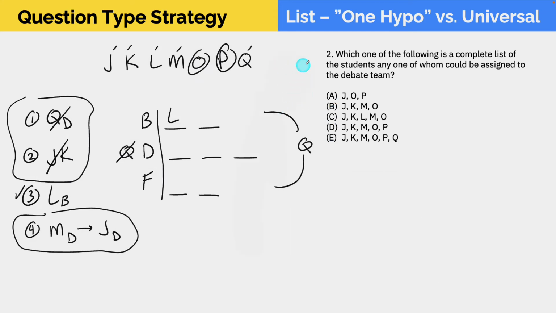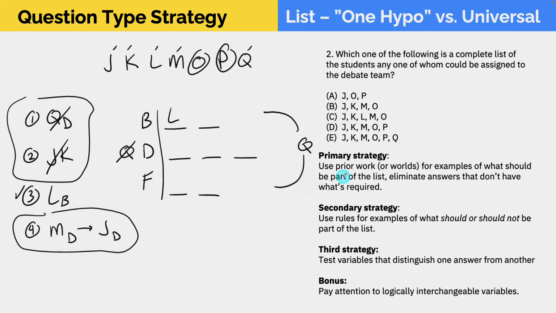Now let's try number 2. Which of the following is a complete list of the students, any one of whom could be assigned to the debate team? So that phrase, a complete list, is the signal to us that it's a universal list question. It's asking across all different possibilities, what is a universal list of all the students who could ever go in debate?